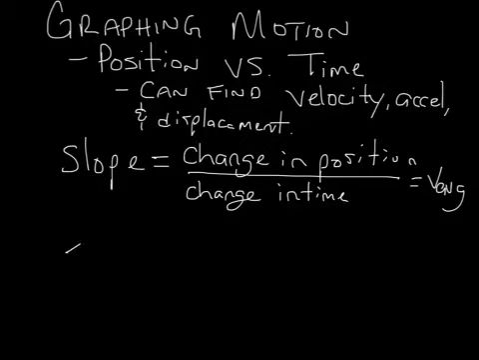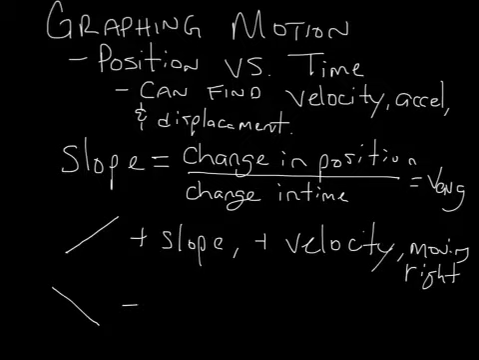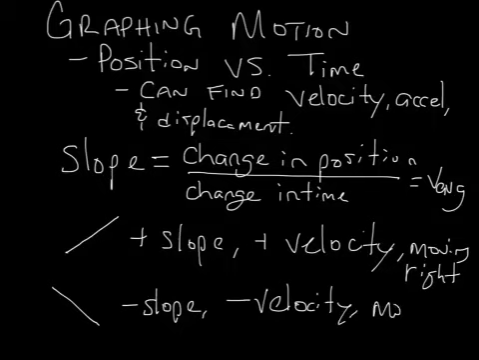If we have a positive slope, we'll have a positive velocity. Okay? Positive slope equals positive velocity, and then we'd be moving to the right. If we have a negative slope, that's going to be a negative velocity, and we'd also be moving left. Okay? Positive slope, positive velocity, moving to the right. Negative slope, negative velocity, moving to the left.